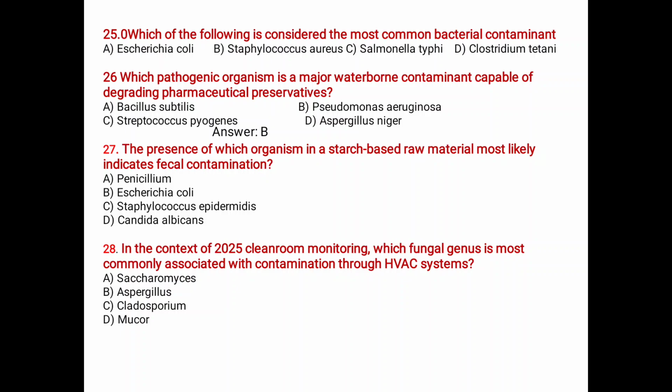Next, which of the following is considered the most common bacterial contaminant? Escherichia coli, B. Staphylococcus aureus, Salmonella typhi, and Clostridium tetani. Staphylococcus aureus. Next, which pathogenic organism is a major waterborne contaminant capable of degrading pharmaceutical preservatives? That is Pseudomonas aeruginosa. The presence of which organism in starch-based raw material most likely indicates fecal contamination? It is Escherichia coli, E. coli.